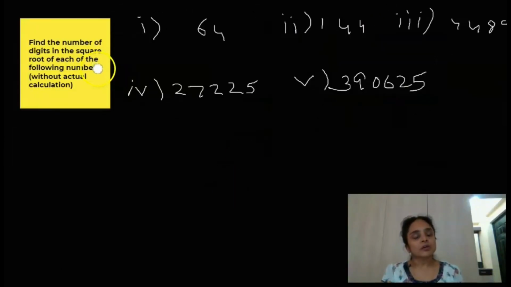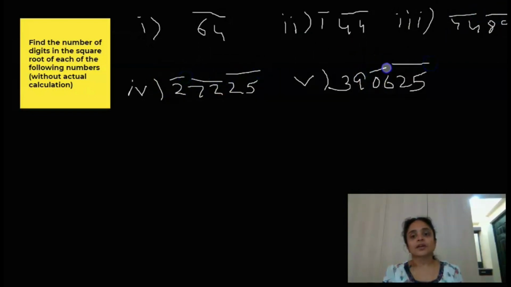Now, find the number of digits in the square root of each of the following numbers without actual calculation. So we have to pair this, and this is a pair, this is a pair. Then next is 4489. How many pairs are there in this number? 1. So how many digits will be there in the square root of 64? It will be 1, as there is only one pair.